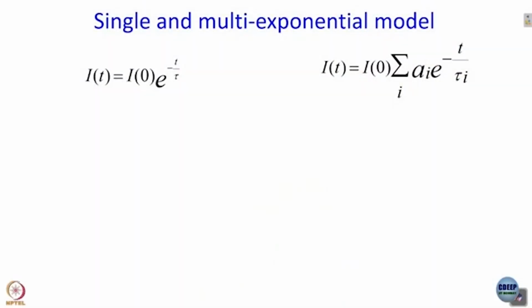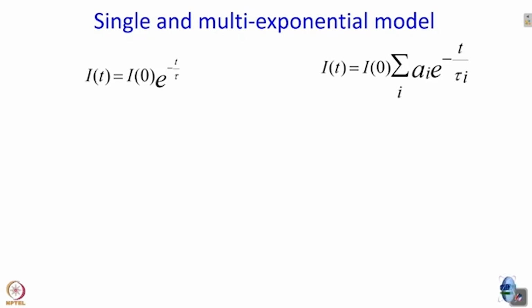And I think we are more or less familiar with this kind of functions. The first one here, I of t is equal to I at 0 multiplied by e to the power minus t by tau. This is the simplest way you can fit the data. I of t is the fluorescence intensity at time t, I at 0 is the fluorescence intensity at time of excitation or 0 time, and tau is a lifetime. So, this is essentially the integrated rate law for a first order process. It cannot get any simpler than this.